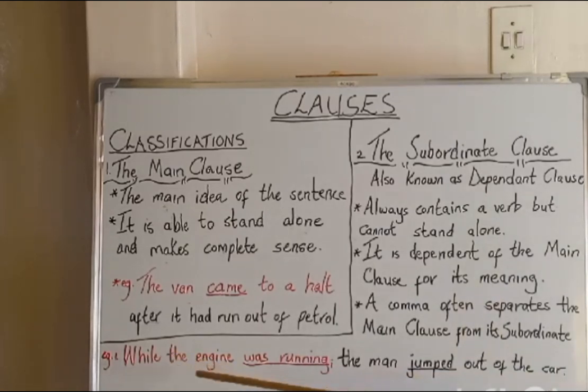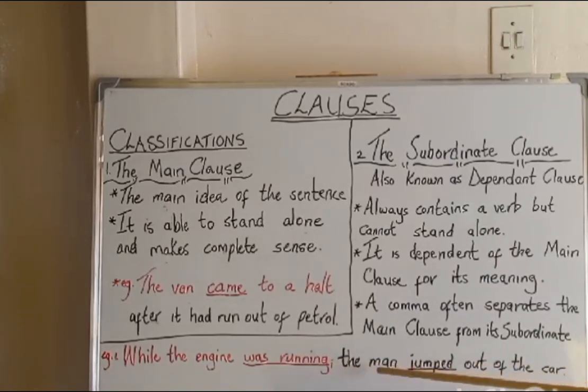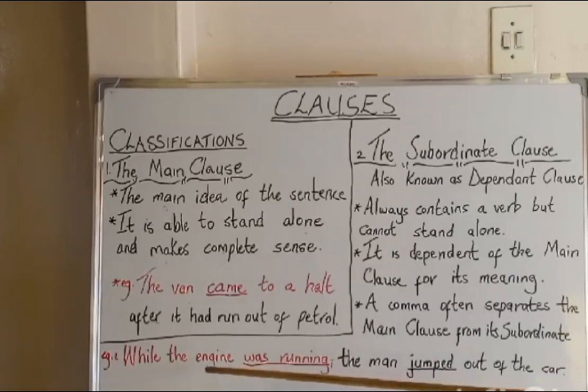So we have while the engine was running, in red, which is our subordinate clause because it cannot stand on its own. It doesn't make sense on its own. It is dependent on this part, which is the man jumped out of the car. The man jumped out of the car can stand on its own. It makes sense on its own. So this is our main clause. And this is our subordinate clause because it doesn't make sense on its own and it cannot stand alone. It needs this part for it to make sense.